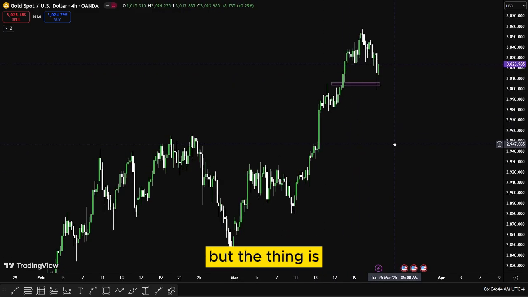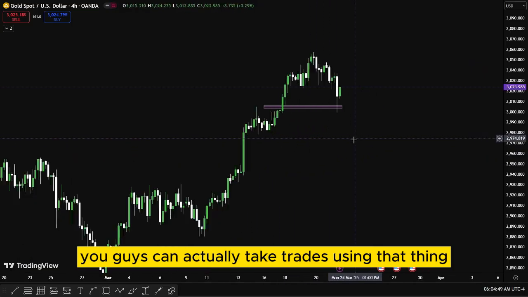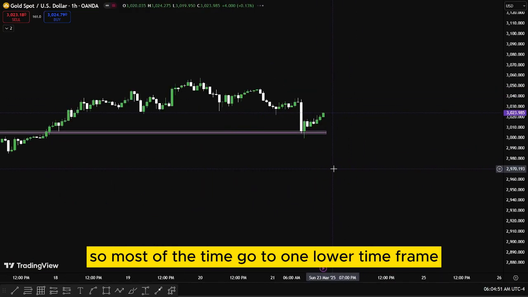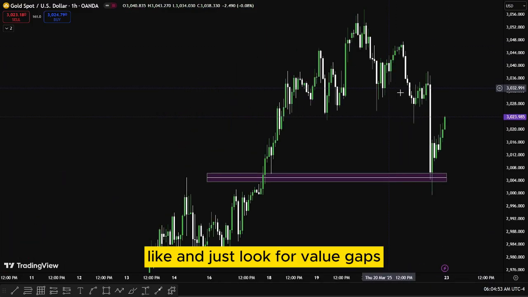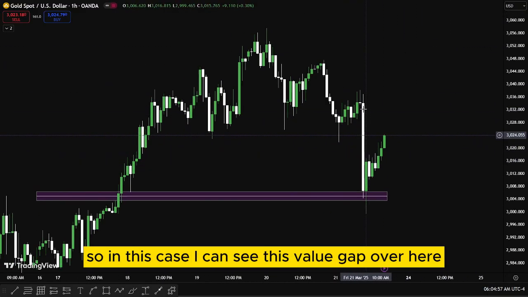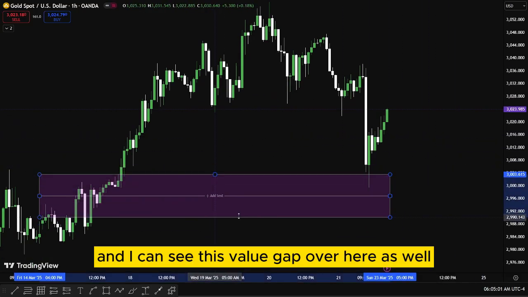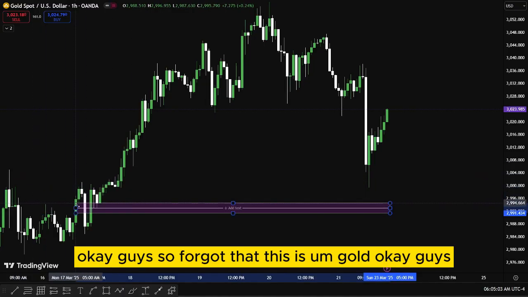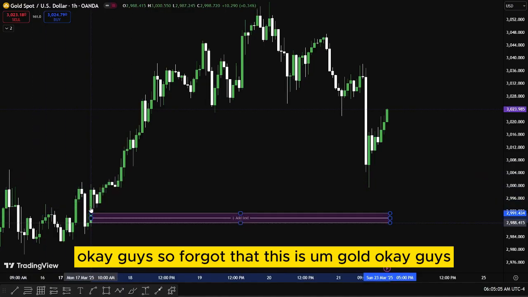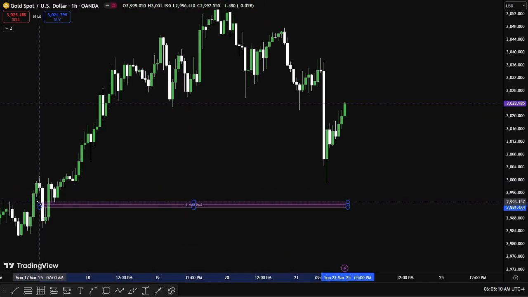But the thing is, you guys can actually take trades using that thing. So most of the time, go to the 1 hour time frame and just look for fair value gaps. In this case, I can see this fair value gap over here, and I can see this fair value gap over here as well. Okay, guys, just forget that this is gold, something like that.